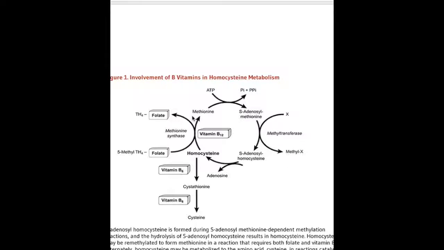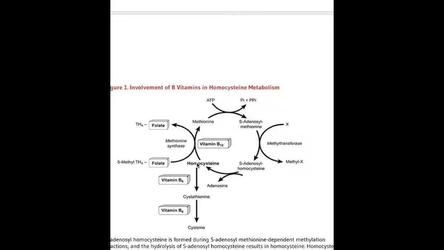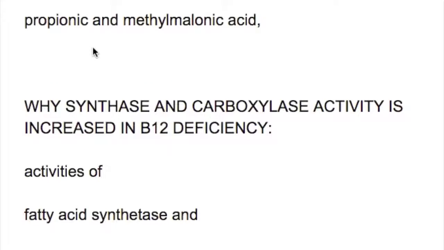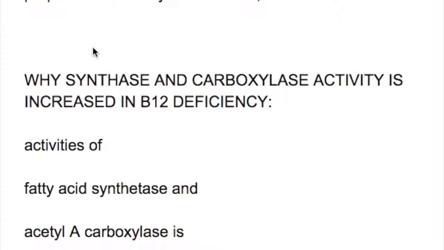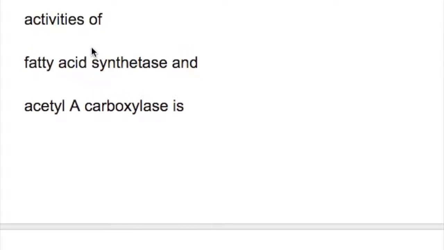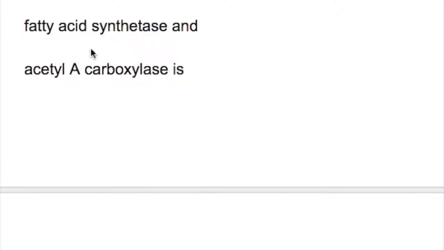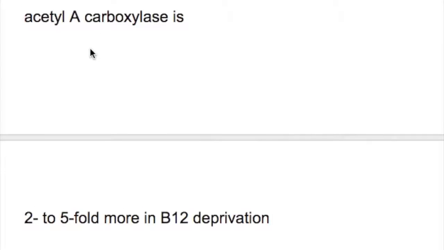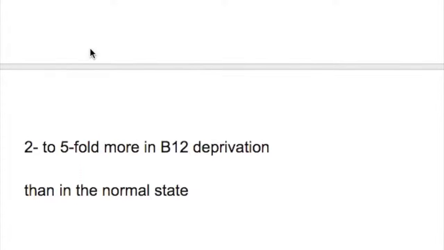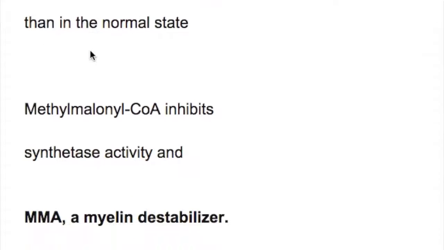In the metabolism of homocysteine, see that in homocystinuria, B6 pyridoxine is required here at 2 steps to convert homocysteine to cysteine, and it requires vitamin B12 to convert homocysteine to methionine. B12 deficiency is associated with an increase in propionic acid and methylmalonic acid. The activities of fatty acid synthetase and acetyl-CoA carboxylase are increased 2 to 5 fold in vitamin B12 deprivation.